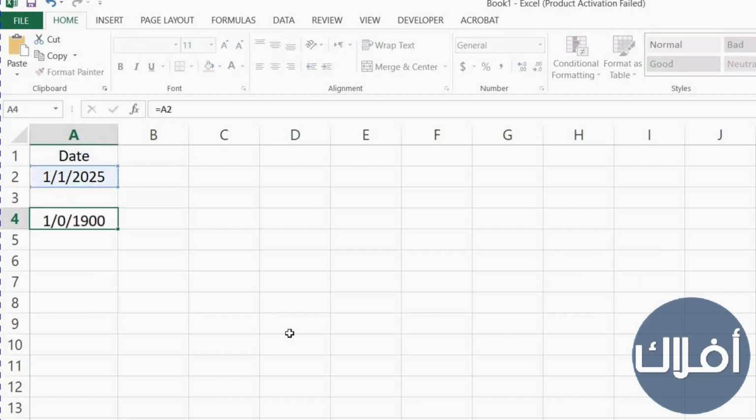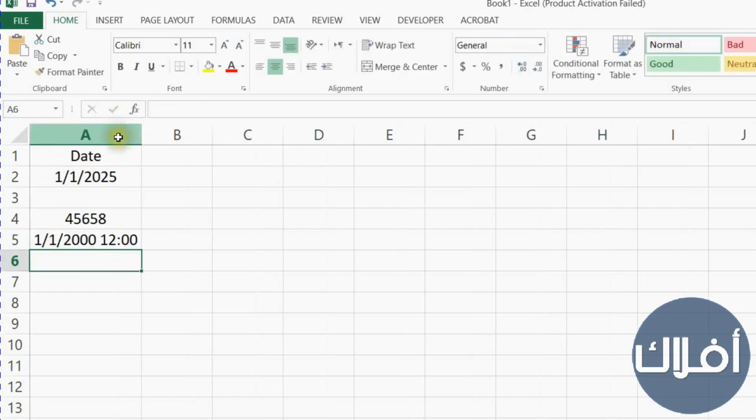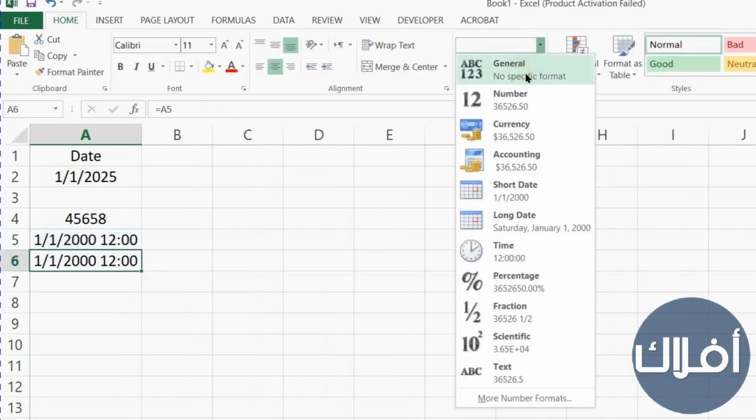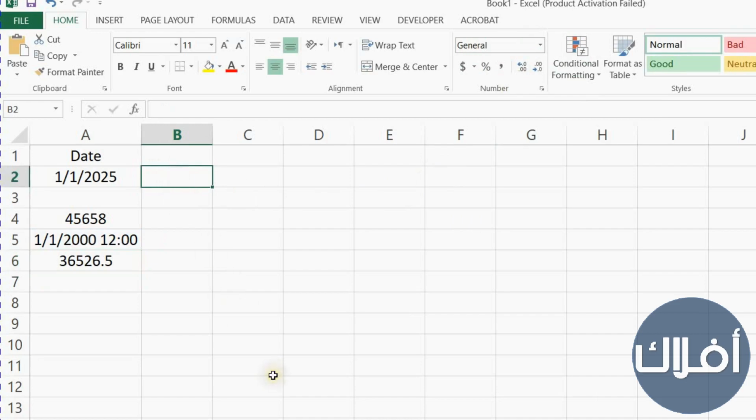Luckily, Excel stores date as numbers. So if we take any date and we use number format, it will give us the number of that day. And the number here represents the number of days since 1st of January 1900. So the date 1st of January 2025 is number 45658. Now if we put the date 1st of January 2000 at 12 noon time and we convert this to a number, the result is 36,526.5.